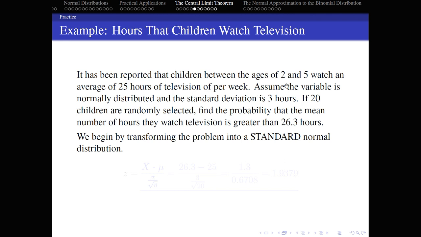Now, I say somewhere in here, assume the variable's normally distributed. That's because our sample size isn't quite big enough. If our sample size was like 30 or 40 or 50, I wouldn't even need this statement. This could be any distribution in the world. It could be a distribution you've never even heard of. So we get to remove this statement.